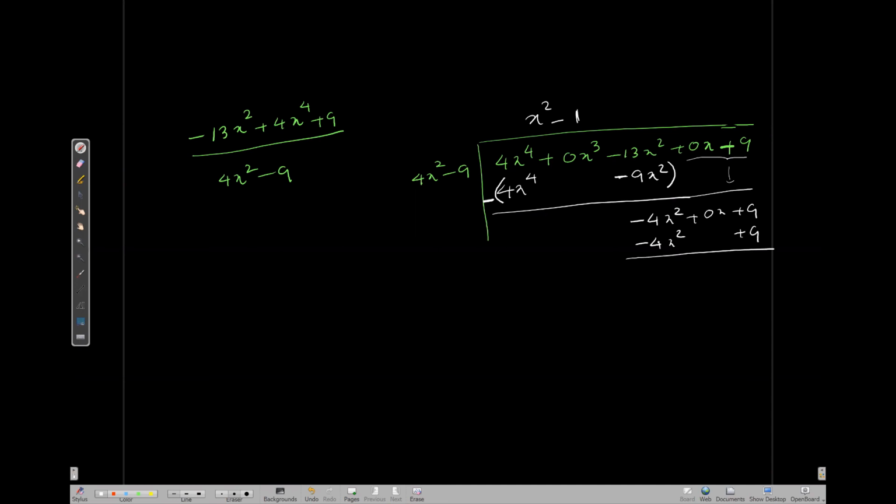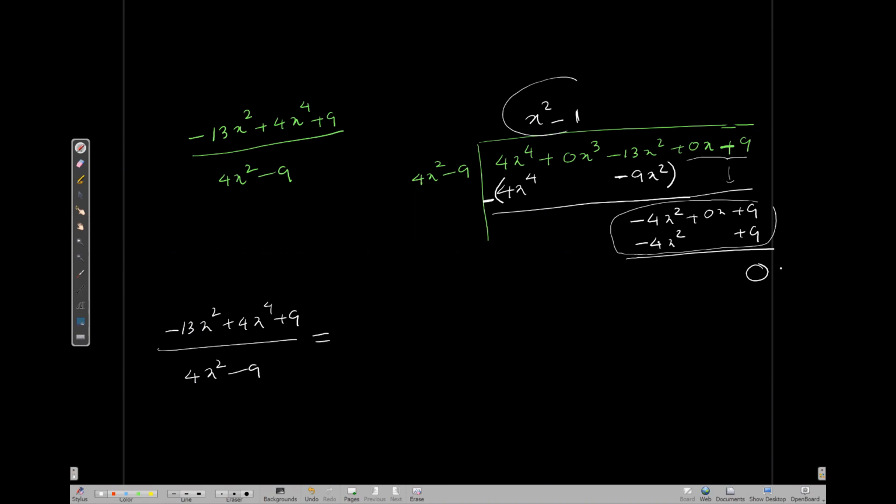And as you can see, this is perfect. Why? This term and this term, they are the same, so the remainder is 0. So this is a nice example. So negative 13x squared plus 4x to the fourth plus 9 over 4x squared minus 9 actually equals that one. No remainder because the remainder is 0.